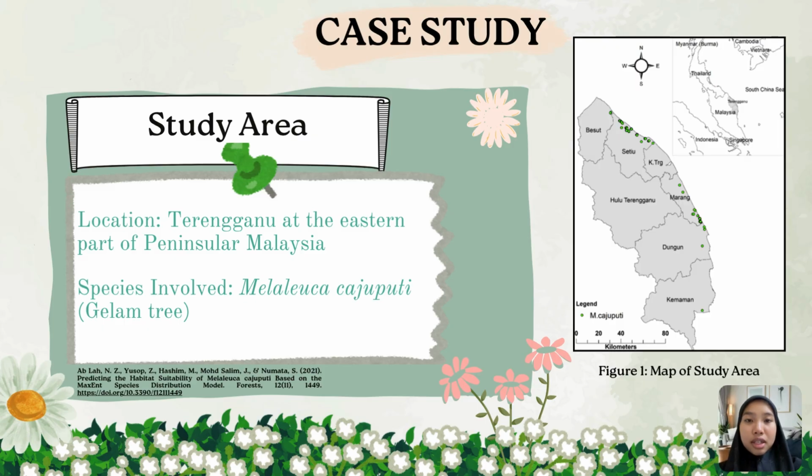The study was conducted in the state of Terengganu, located on the east coast of Peninsular Malaysia. This region is characterized by a humid tropical climate and diverse coastal ecosystems. The focus species, Melaleuca cajuputi or gelam tree, is known for its ecological value in stabilizing coastal zones and its importance to local communities, particularly in traditional medicine and wood-based products. As a coastal and wetland species, it is especially vulnerable to environmental changes, making it a suitable candidate for distribution modeling under climate change projections.